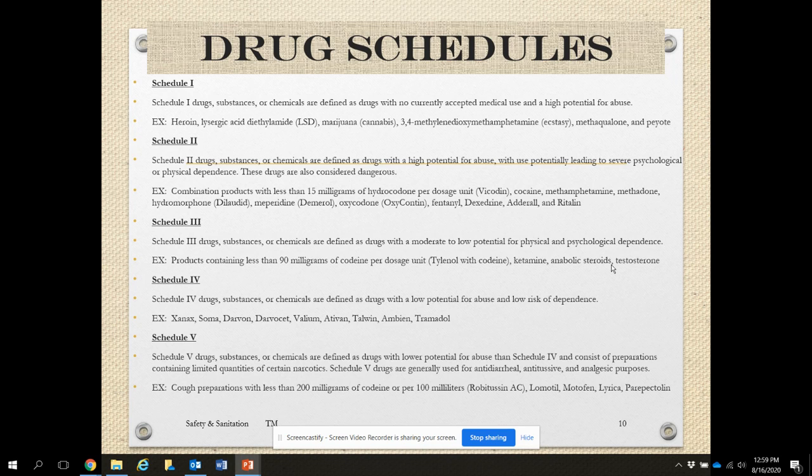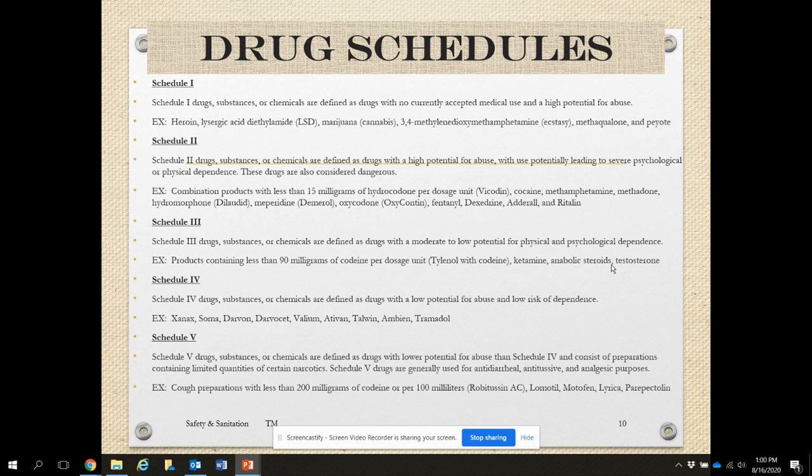Schedule 4 drugs are defined as drugs with a low potential for abuse or risk of dependency. Some that we use, Valium can be used for, say, a dog that has seizures, something like that.